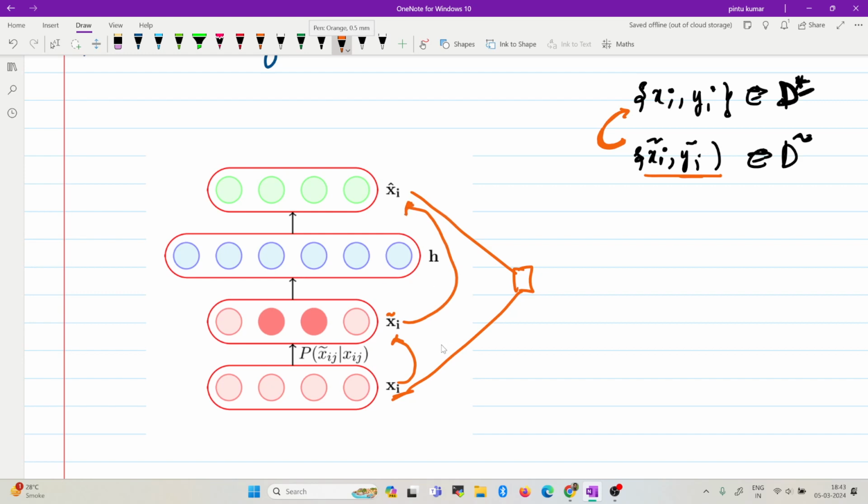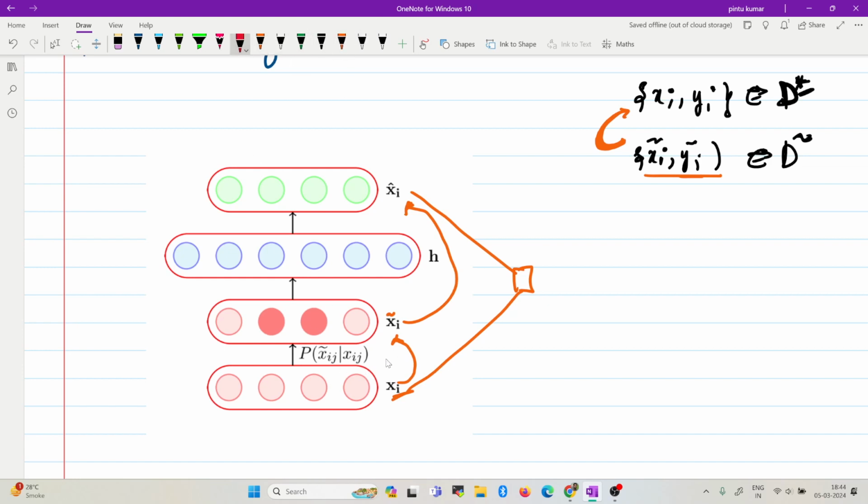The motivation behind this is just this much, that the data set you obtain is slightly noisy. So why not first add some noise to your data set and then train your model so that it can regenerate xi on its own. So this is the idea.